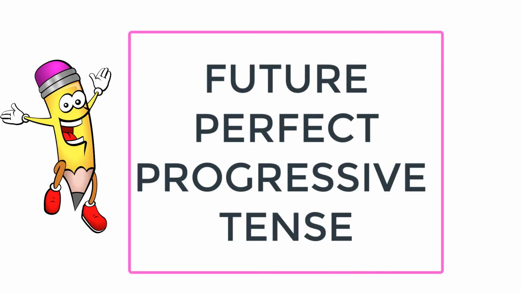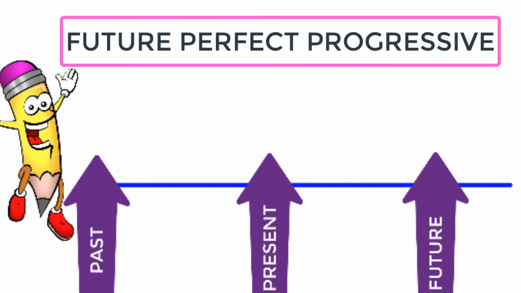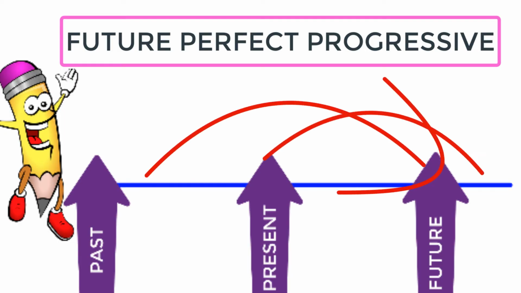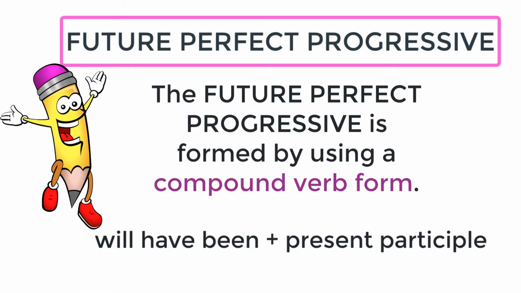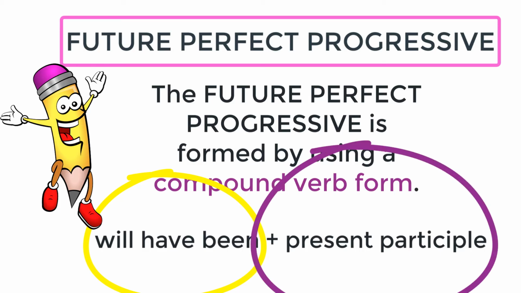And finally, let's go on to the future perfect progressive tense, also referred to as the future perfect continuous. This tense is used to show that something will continue up to a particular event or time in the future. The action will have started sometime in the past, the present, or the future, and is expected to continue into the future. The future perfect progressive will consist of the verb construction will have been plus the verb's present participle.